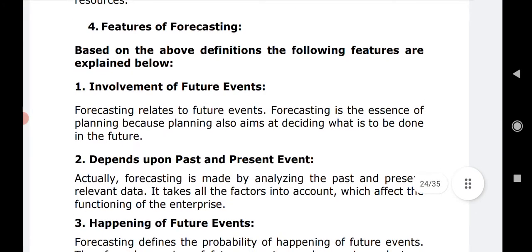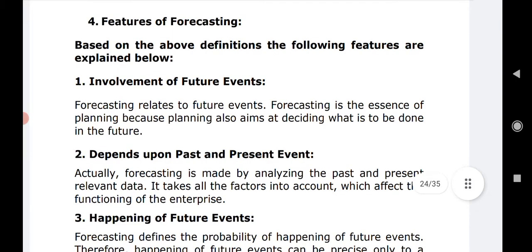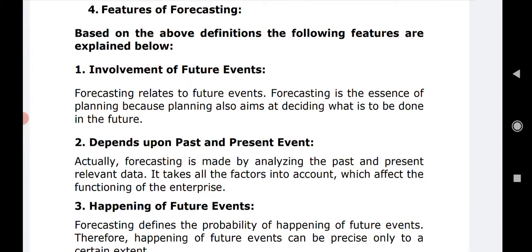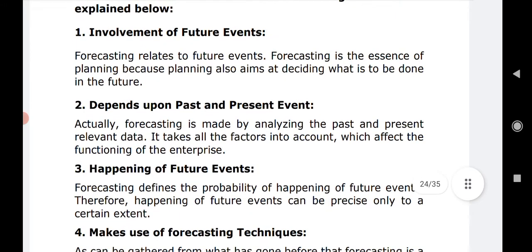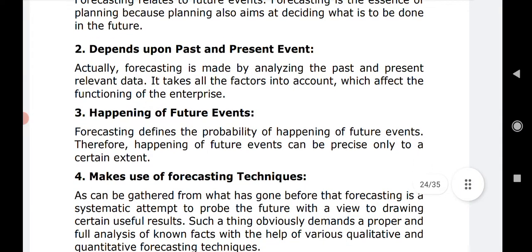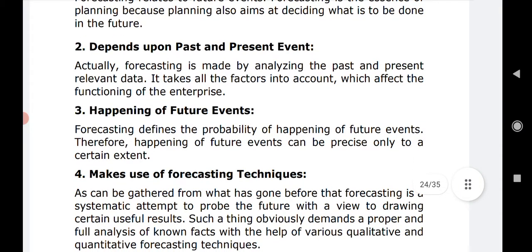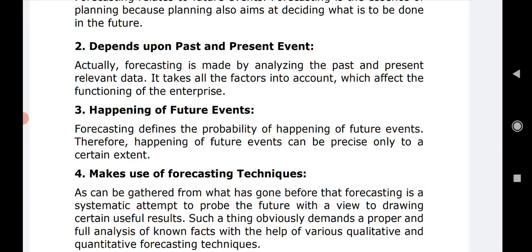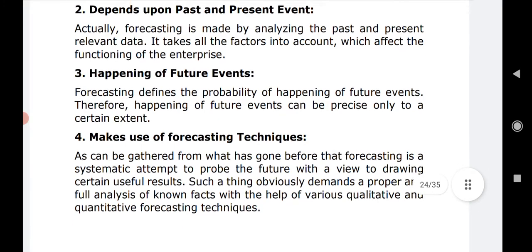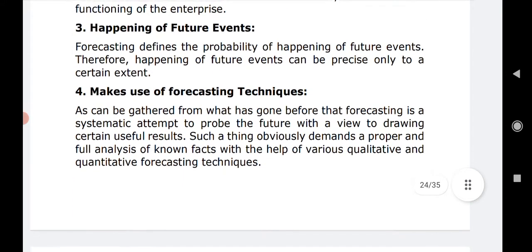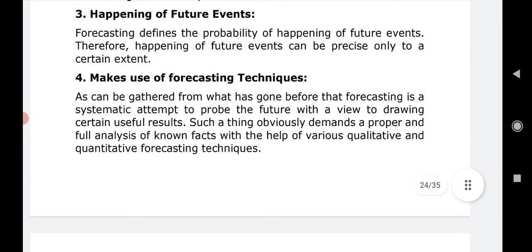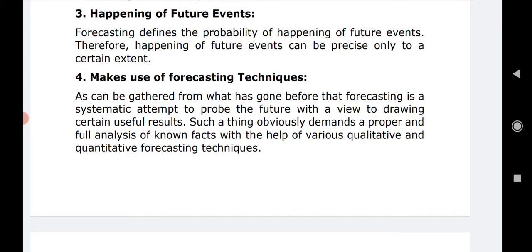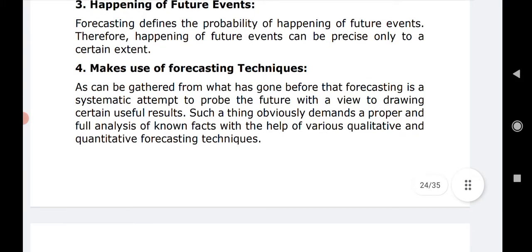Here a few distinguishing features of forecasting have been shown. First, there is involvement of future events. Naturally, sales forecasting means we are predicting something about the future. The next feature is that it depends upon past as well as present events. Though we are focusing on the future, the past data and even the present events make a lot of difference. Next, it is a kind of guideline for the happening of future events, because we are predicting for the future. So the happening of future events can be precisely known in the current situation.